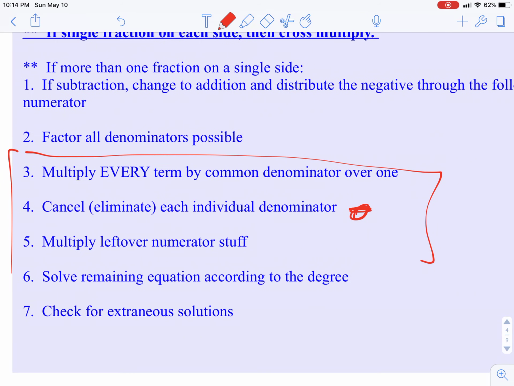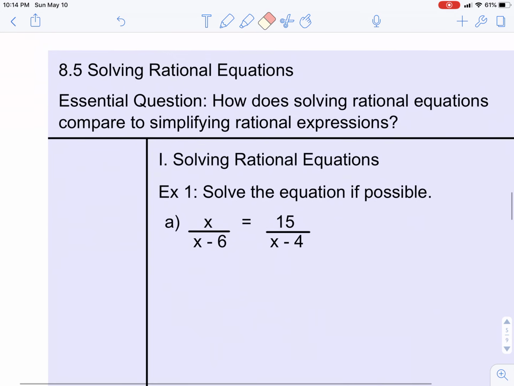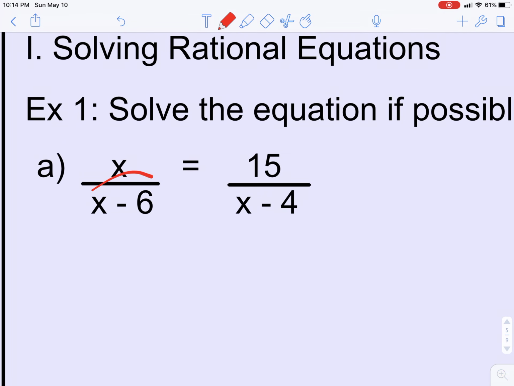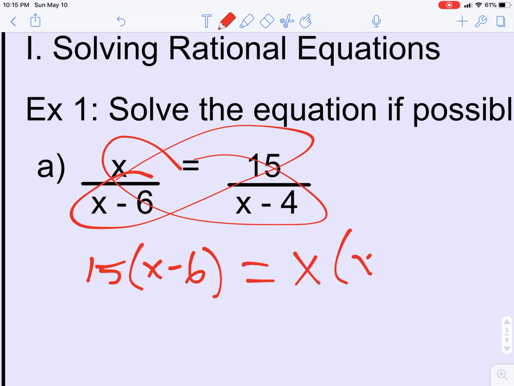And then again, just like that last problem we looked at, we have to check for what we call extraneous solutions. Does your answer make sense in terms of the equation that we started with? Does it work? Is it an answer? You have to check. Okay, so let's zip on down. Right here, we have two fractions equal to each other. So we are going to cross multiply. So we're going to do 15 times x minus 6, and then equals 2x times x minus 4. Yuck.